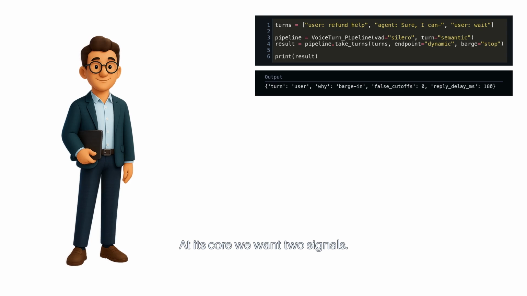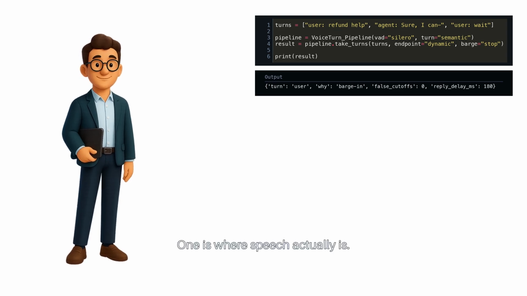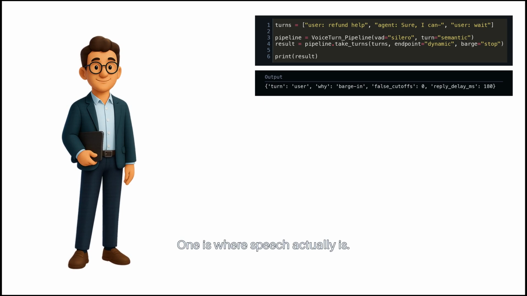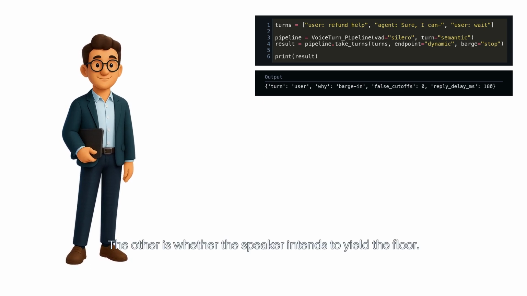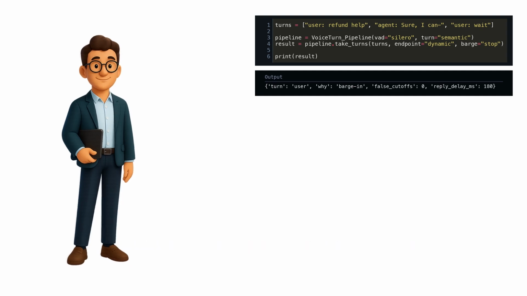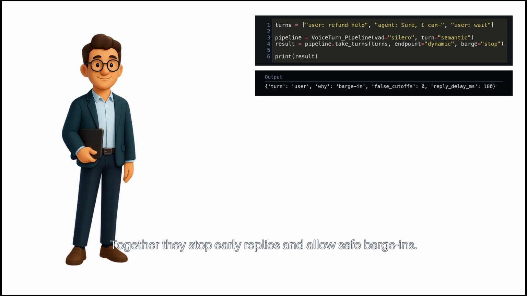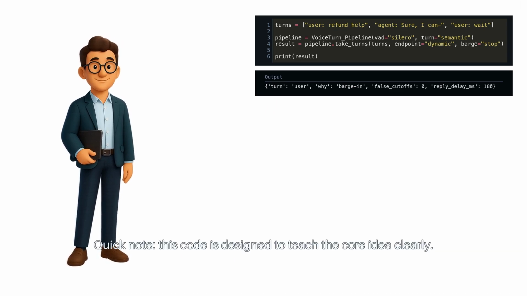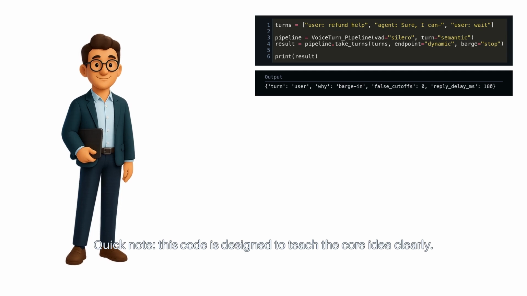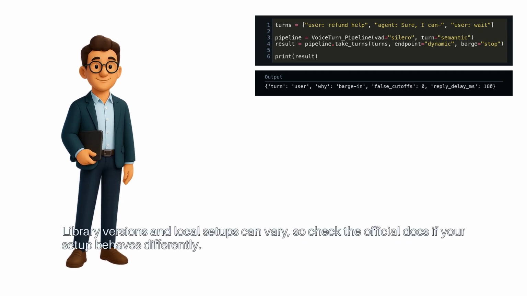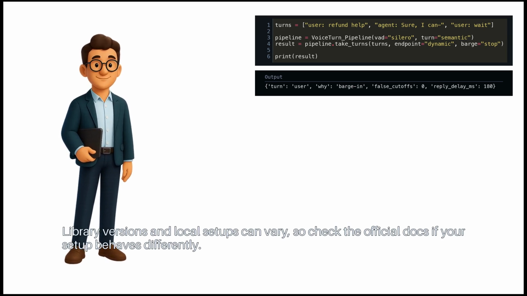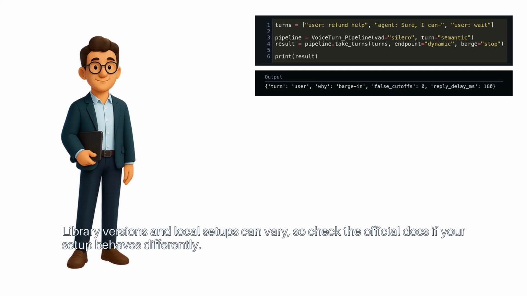At its core, we want two signals. One is where speech actually is. The other is whether the speaker intends to yield the floor. Together, they stop early replies and allow safe barge-ins. Quick note, this code is designed to teach the core idea clearly. Library versions and local setups can vary, so check the official docs if your setup behaves differently.